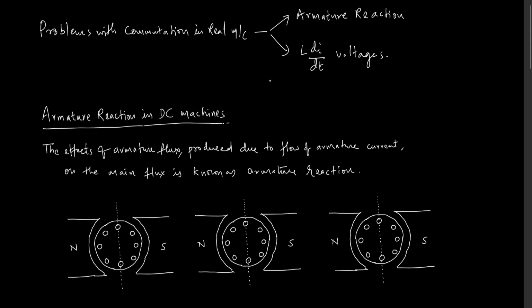Now I'll take up the next topic, the problems with the commutator or commutation in the real machine. So what are those problems? One is the armature reaction problem and the other one is L di by dt voltages. Now let us see each in detail.